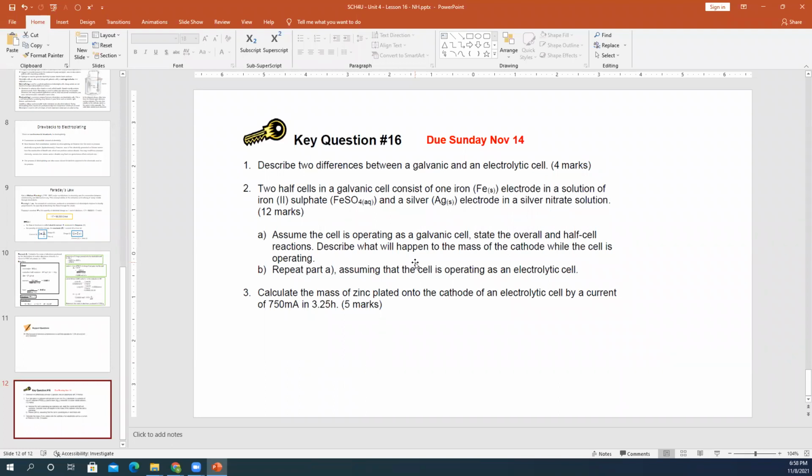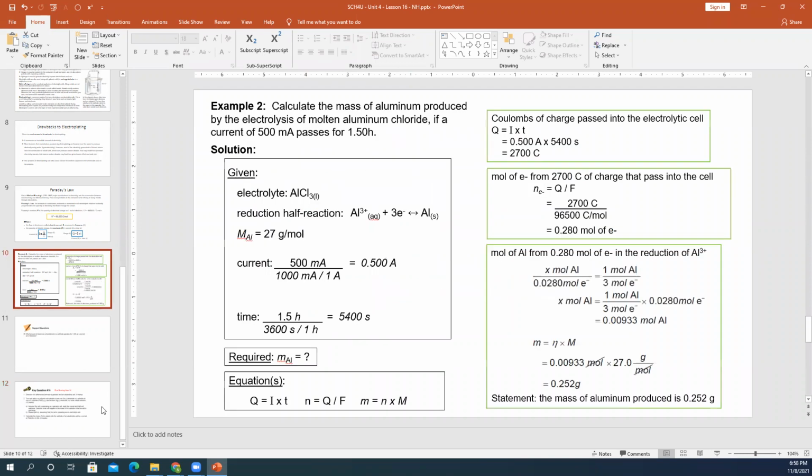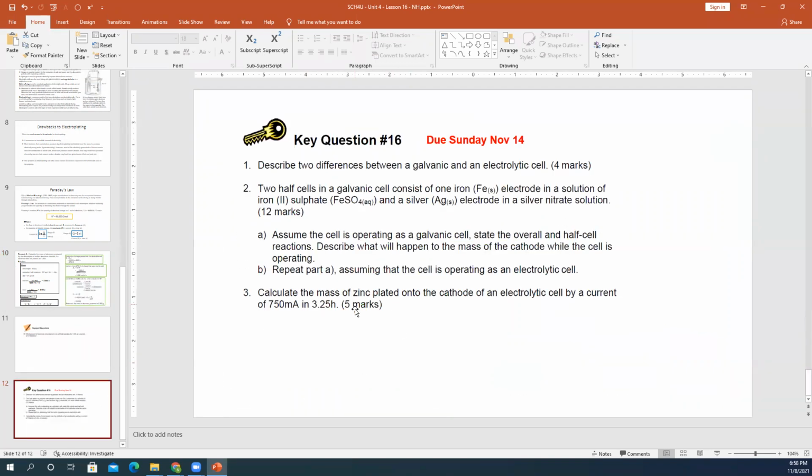Okay. And then the final question is one of those calculate the mass of this electroplating type of questions, which we went through an example of here in great detail, and you should be able to do this, except that this time you're being asked about electroplating zinc. So you should have no problem doing these three key questions.